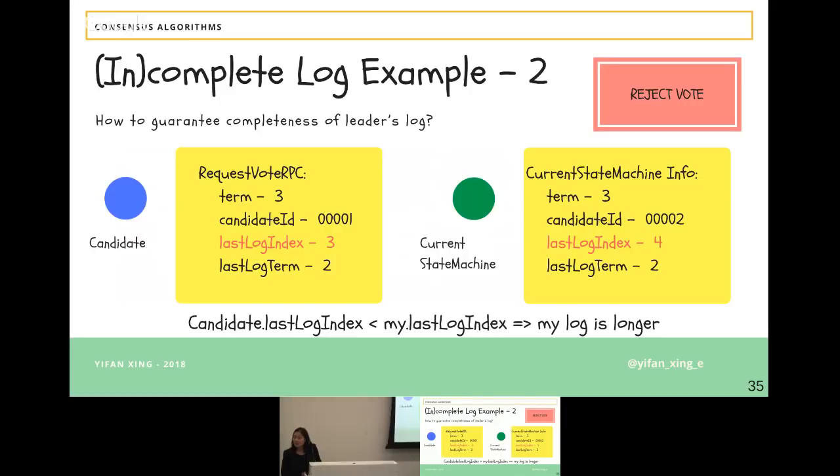How do you guarantee that, you said earlier that you always end up electing someone, but how do you guarantee that you don't end up always rejecting somebody? So for example, one machine has a shorter log and the other one has a higher term or something, and they keep rejecting each other.